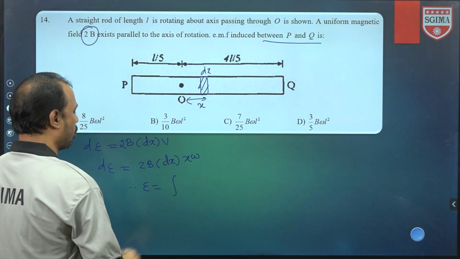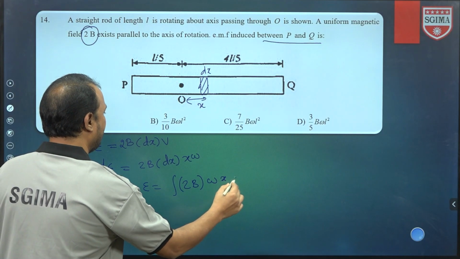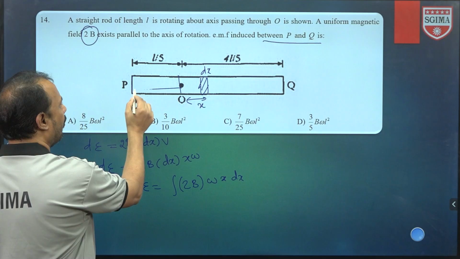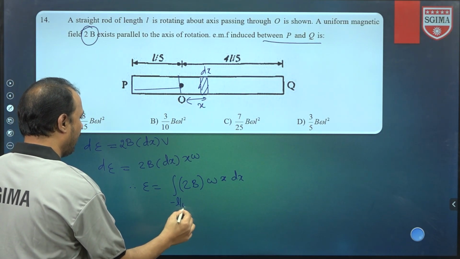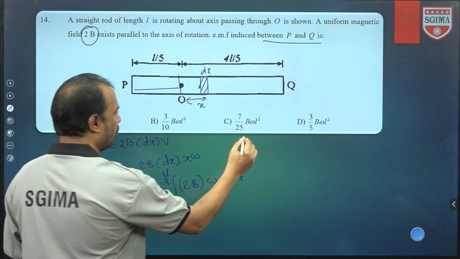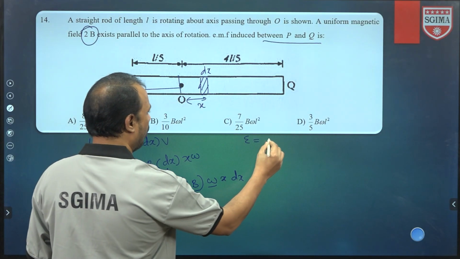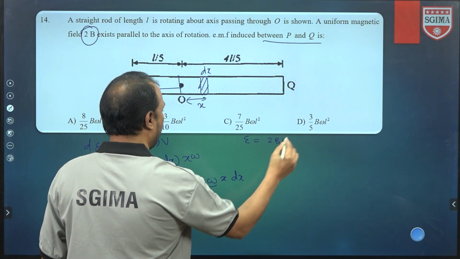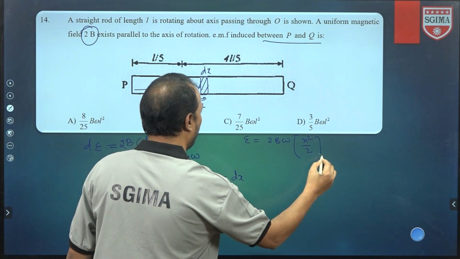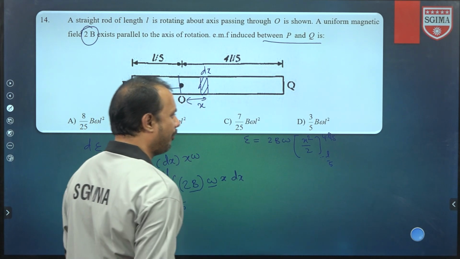The total EMF is asked, so take the integration of 2B omega x dx. From where to where? From the first end to the last end. The first end is at a distance of minus L by 5 and the second end is at a distance of 4L by 5. So EMF E equals 2B omega taken out, integration of x dx, which is x square by 2, with limits minus L by 5 to 4L by 5.